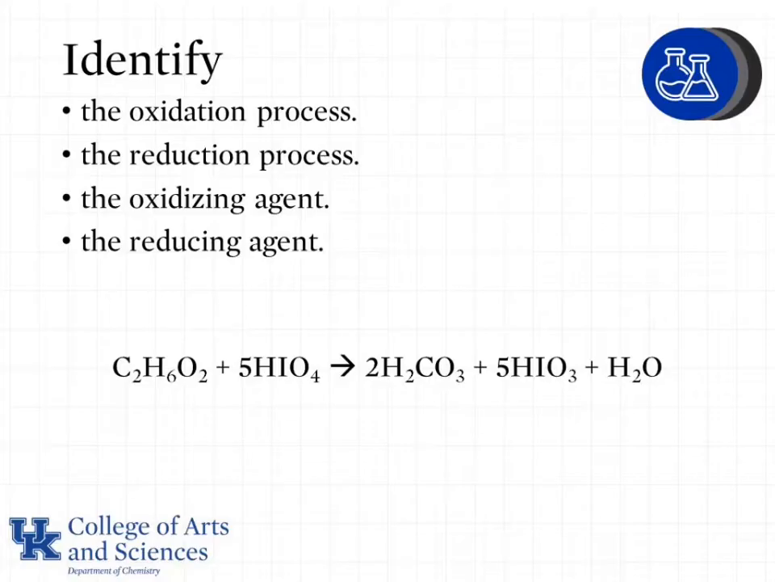Let's look at another example. First, we need to assign oxidation numbers to every atom in the reaction. We start with the C2H6O2. Carbon is our unknown, but we know that hydrogen must be +1 and oxygen is -2. We know that the sum of the oxidation numbers must be equal to 0, so 2 times x plus 6 minus 4 will equal 0. 2x plus 2 will equal 0, 2x equals -2, and x equals -1. So we know the oxidation number of carbon is -1.